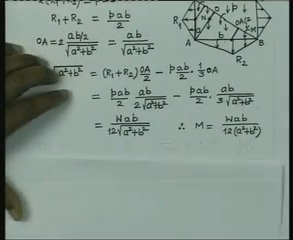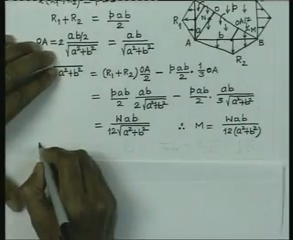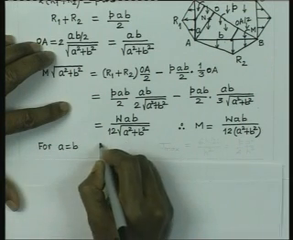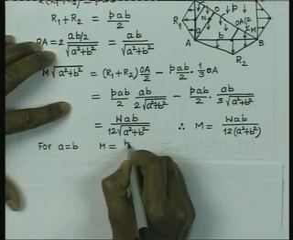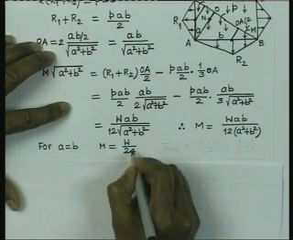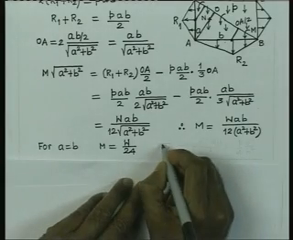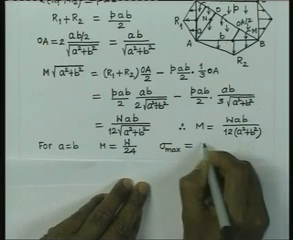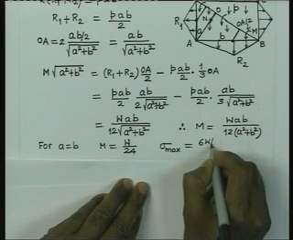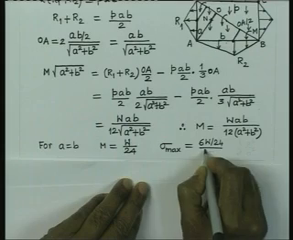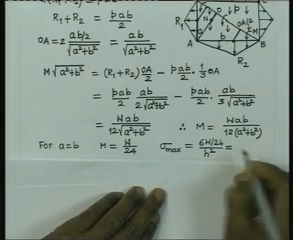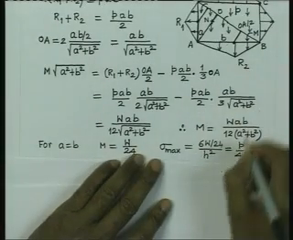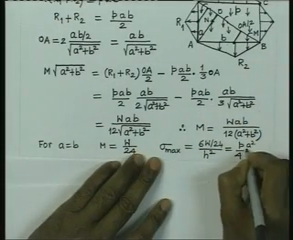So, now if I consider a square plate, for A equal to B, we have M equal to W by 24, and therefore sigma maximum is equal to 6 W by 4 by H square, and this is nothing but P by 4 A square by H square.